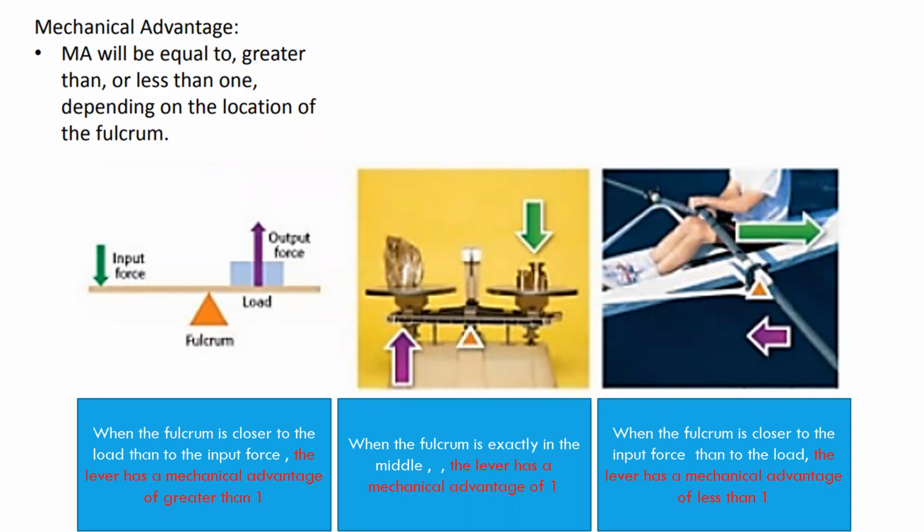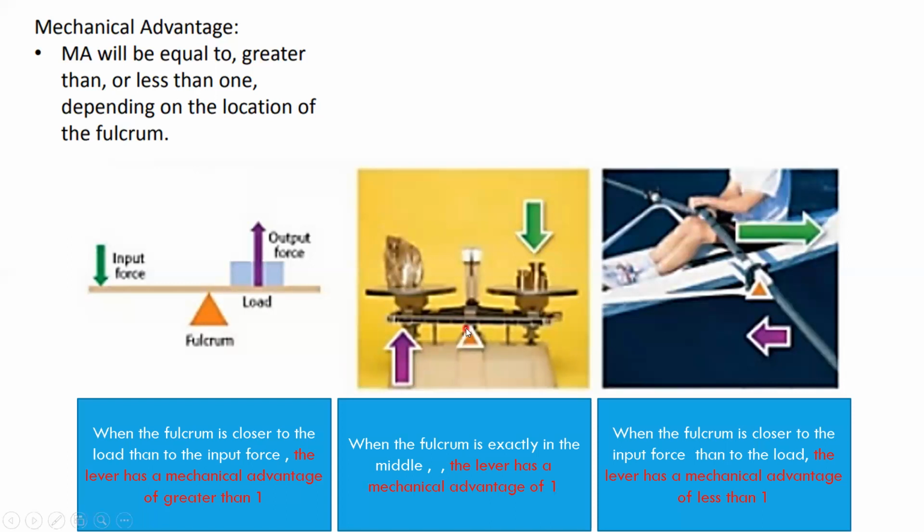But when it is equal, less, or greater depends on the location of the fulcrum. If the fulcrum is close to the load, or close to the input force, between them, that means the mechanical advantage will change. Look at the first picture here. Here the fulcrum is closer to the load. It's not in the middle, it's closer to the load. Since the fulcrum is closer to the load, the mechanical advantage will be greater than 1.